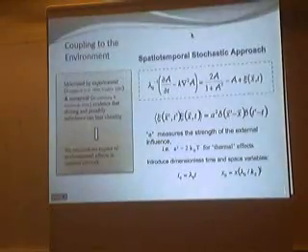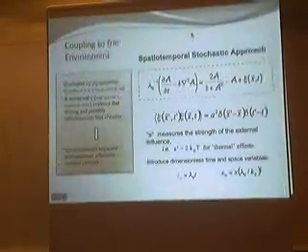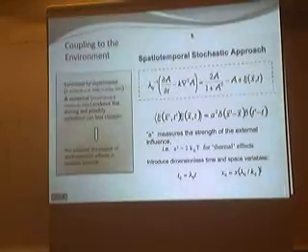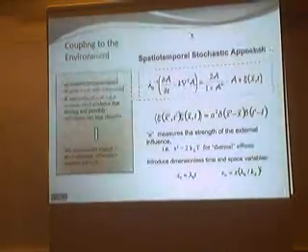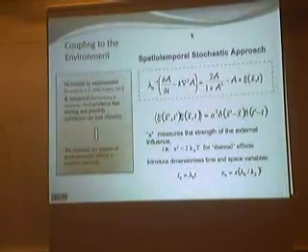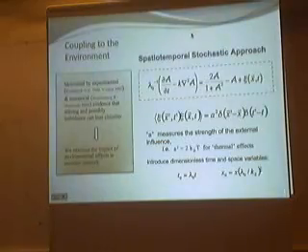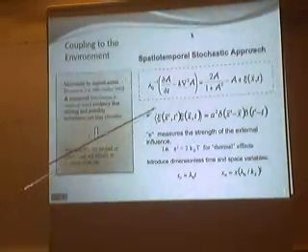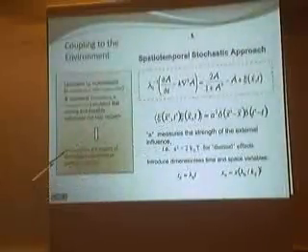So to try to solve this problem, we coupled the system to an environment, and we're motivated by evidence that stirring or turbulence can influence chirality, and also by the fact that obviously prebiotic systems interact with an environment. So we do this via a stochastic spatiotemporal Langevin equation.